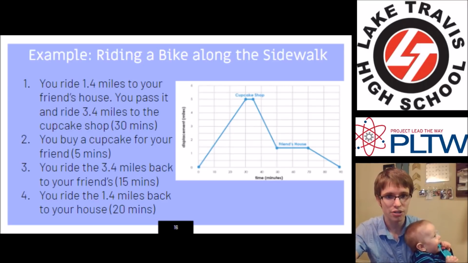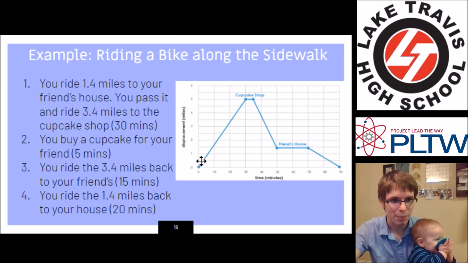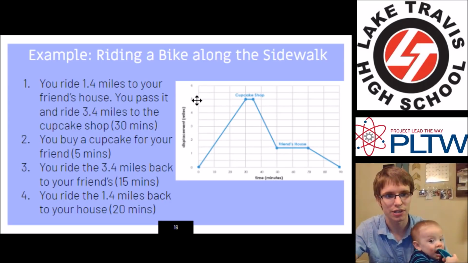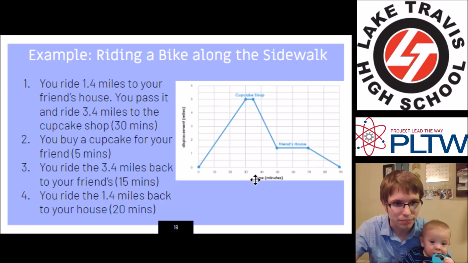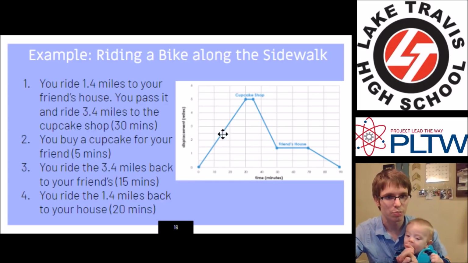So here's our graph. We rode 1.4 miles to our friend's house. So we started at that zero time, 0 miles away from our house. And we rode up to the 5 mile mark to hit that cupcake shop. Let's say it took us 30 minutes. So we plot this point, 30 minutes and 5 miles away. And then we can draw that straight line.